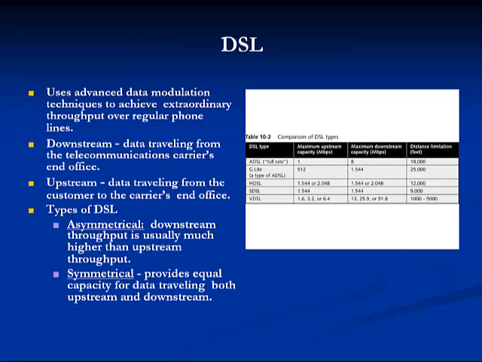Digital subscriber line, or DSL, is a transmission method that uses advanced data modulation techniques to achieve extraordinary throughput over regular phone lines. It comes in several different varieties. Each type has a unique signaling method and as a result offers a different throughput. Some are asymmetric like ADSL, whereas others are symmetrical like SDSL. DSL is a dedicated service. It competes with ISDN and cable technology.